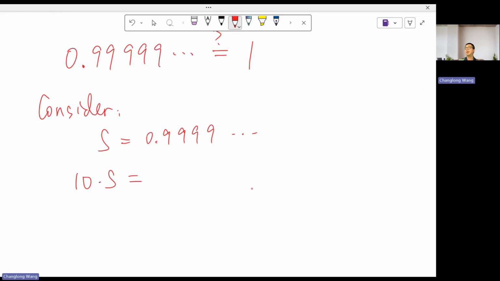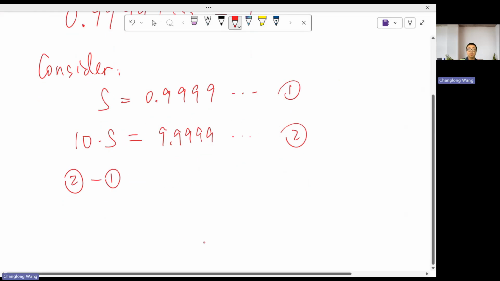So just get 10 times bigger, right? Does everyone agree that you're going to get 9.9999..., right? We good? All right, so now let's say this is equation number 2. That's equation number 1, right? So let's subtract equation 1 from equation 2, right?